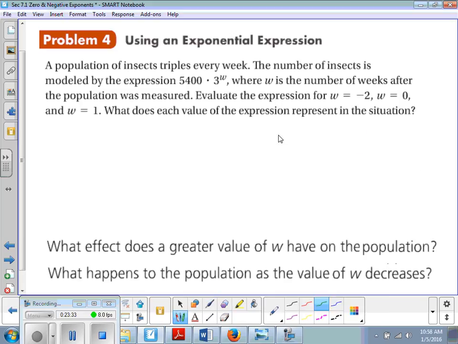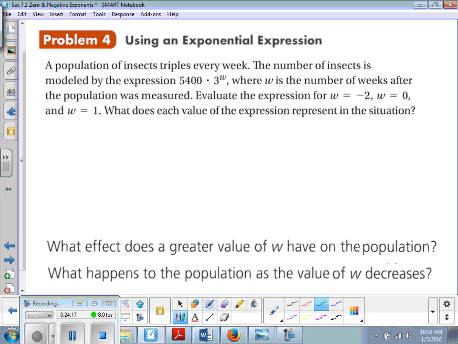And this means if W was negative 2, what does negative 2 mean? What does it mean? Because it says here, W is the number of weeks after the population was measured. After. Very good. So that means that the population was measured 2 weeks before. Does that make sense? Okay? And W is equal to 0. When is that? Right, it's right when they start the experiment, right? They haven't done any measuring. That's when they start, right? And then, of course, W equals 1 means 1 week after. Very good.